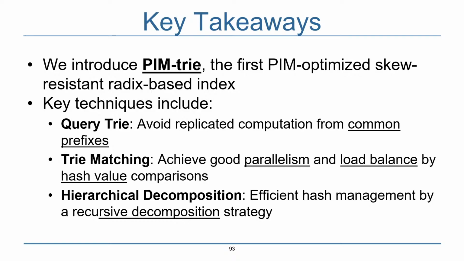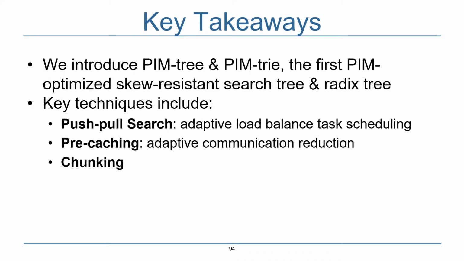Okay. So here are the key takeaways. We introduced PIM-tree, a skew-resistant radix-based index. The three key techniques are: we have a query trie that avoids replicated communication, we have trie matching that's a fundamental operator for the operations, and we have a hierarchical decomposition.